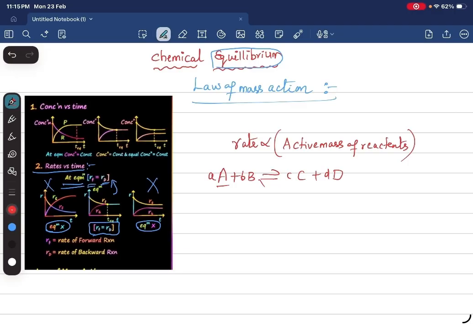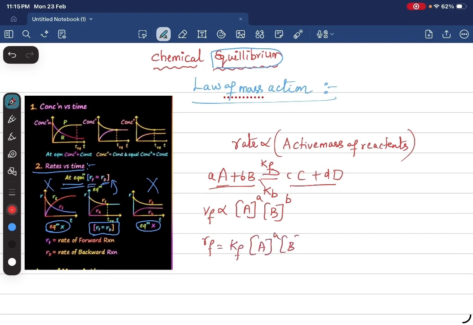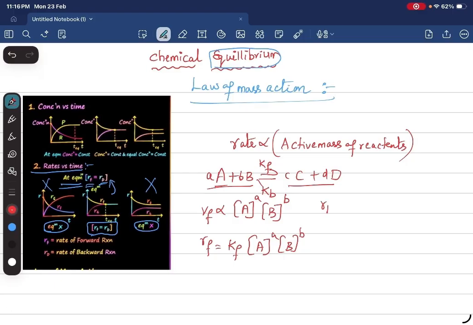So according to the law of mass action, this is called the forward reaction. The constant we can write as Kf, and the backward reaction constant we can write as Kb. Rf is directly proportional to the concentration of reactants raised to the power of coefficients. So Rf equals, removing proportionality and writing Kf, [A]^a [B]^b, and in the same way you can write for the backward reaction.